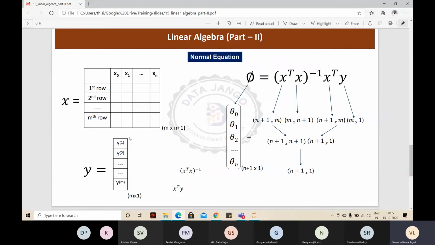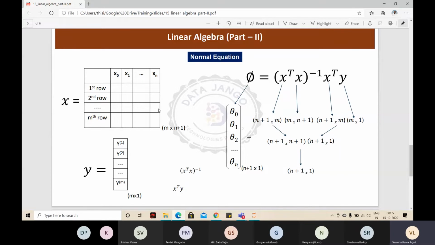When you substitute your input values, the data values, into the equation, it is going to be theta 0 into this value, theta 1 into this value, theta 2 into this value is equal to this value. Theta 0 into this value, theta 1 into this value, theta 2, theta 3 into this value is equal to this value. Like that, it's going to form equations. So when you are actually forming equations, there are 4 unknowns.